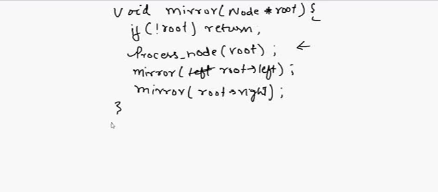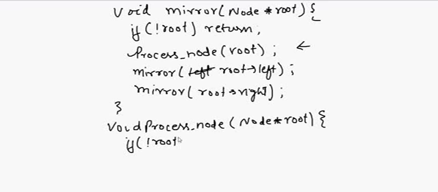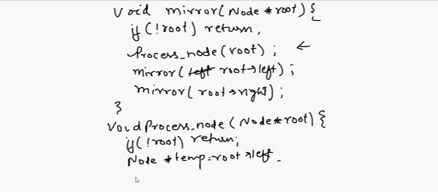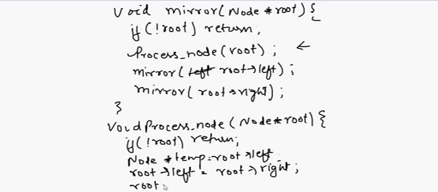Now let's implement process node. Void process node. In this case, Node star root, if root is null return, nothing needs to be done. What we need to do is swap the left hand pointer with the right hand pointer. So we'll create another temp pointer, temp equals root's left. Now root's left will become root's right and root's right will become temp, and return. That's all. This is what we need to do in order to mirror a tree.